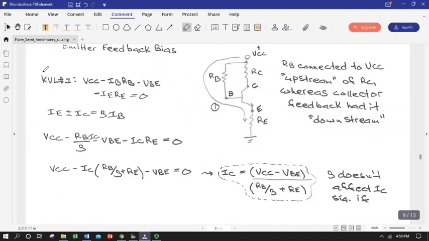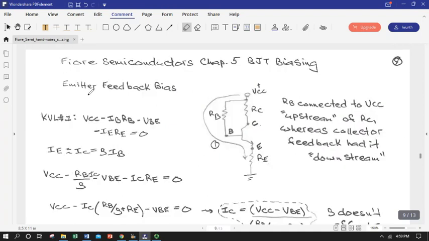So last but not least, we have one other way of achieving feedback with our biasing resistors, and that's what's known as emitter feedback bias. And this is a schematic of how that's done. So in this case, believe it or not, the feedback resistor is this one. And that's why it's called emitter feedback. It doesn't look like it's in a feedback loop, but functionally it is.